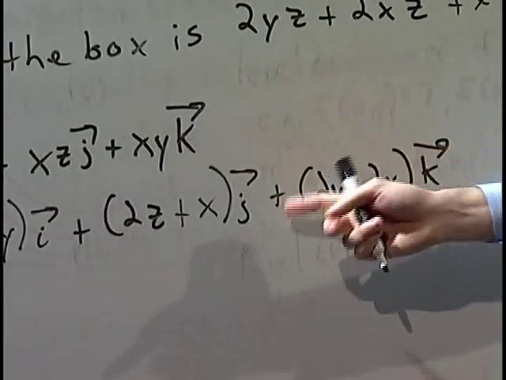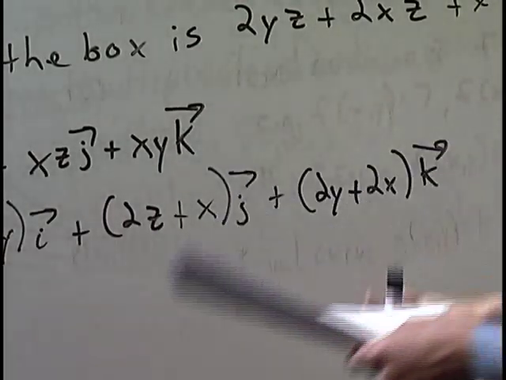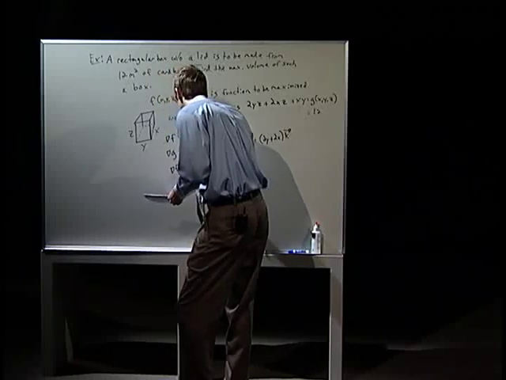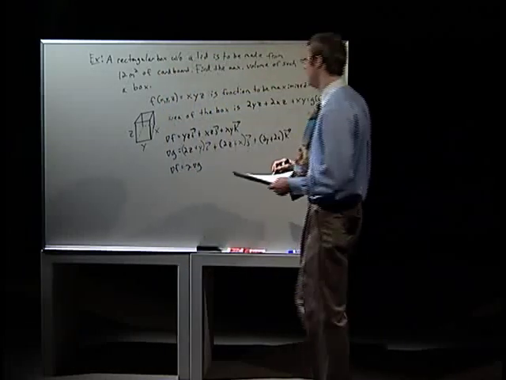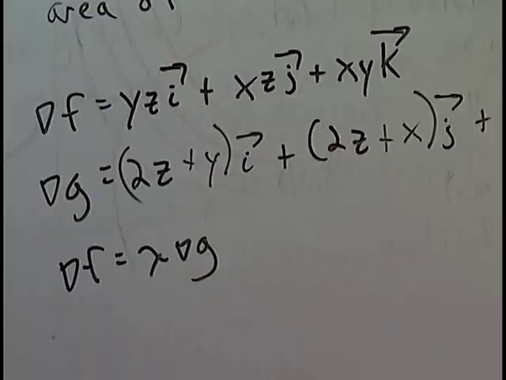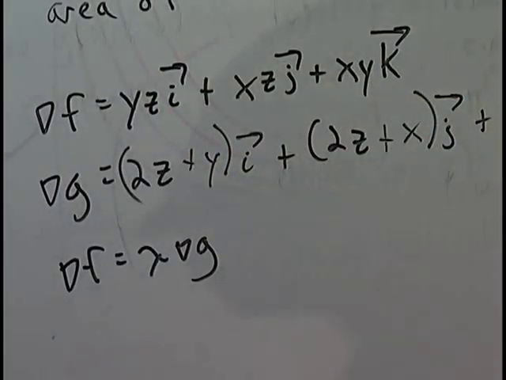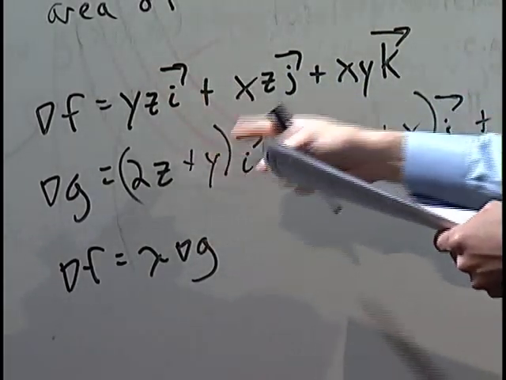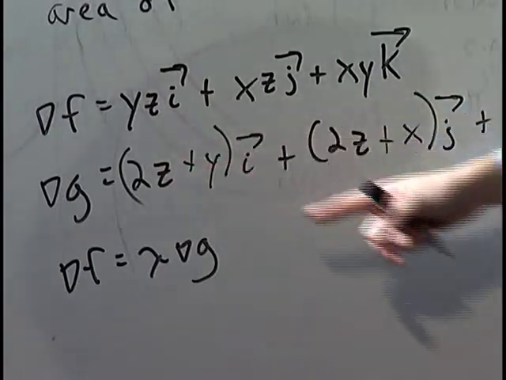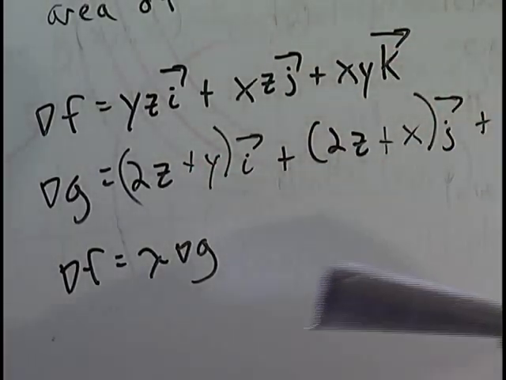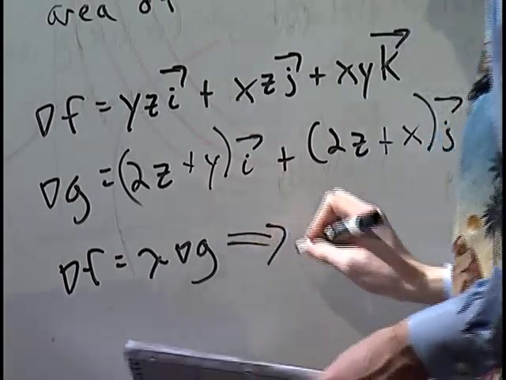So there are the gradients, right? So what we need is the gradient of f equals lambda times the gradient of g for some lambda. Well, we certainly equate piece to piece here. So we have three separate equations going on, because we're equating the i pieces to the i pieces, the j pieces to the j pieces, and the k pieces to the k pieces.